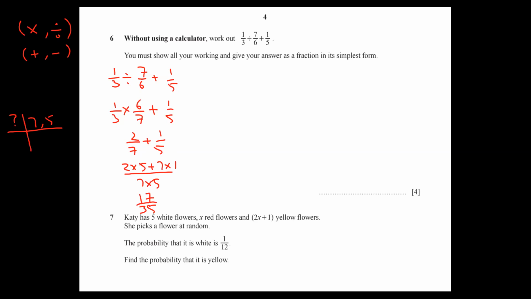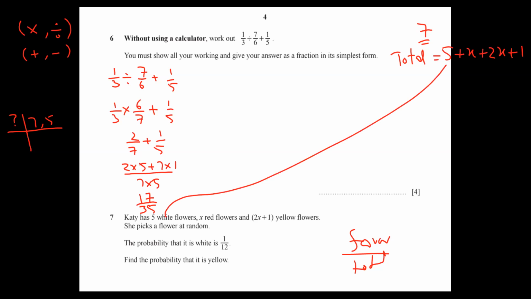And the next one is, we have K has 5 white flowers, and X red flowers, and this yellow. So first of all, when you talk about probability, the formula is favored over total outcomes. So we need the total flowers, how many? 5 plus X plus this. So I'm writing total flowers. This is question number 7 I'm doing here. So the total number of flowers becomes 5 plus X plus 2X plus 1.